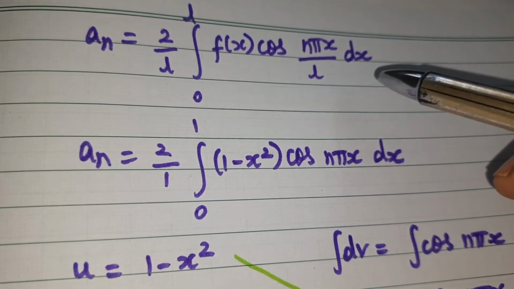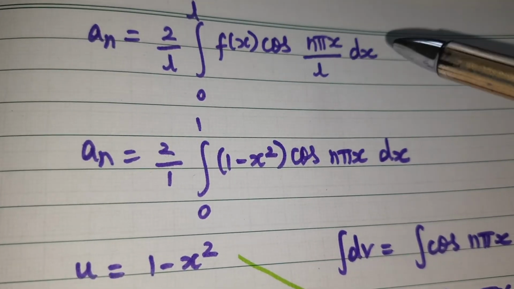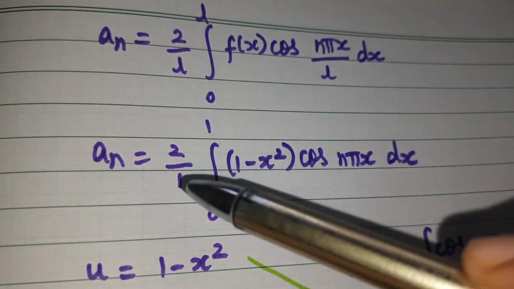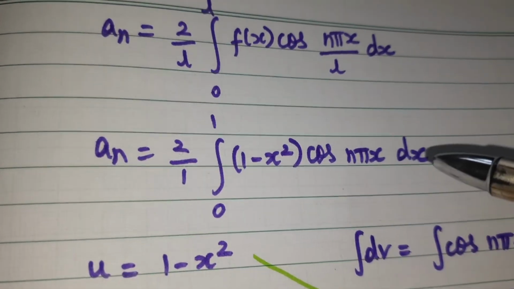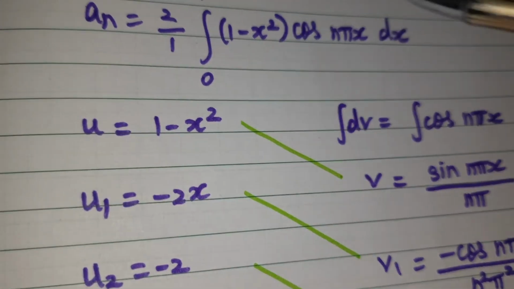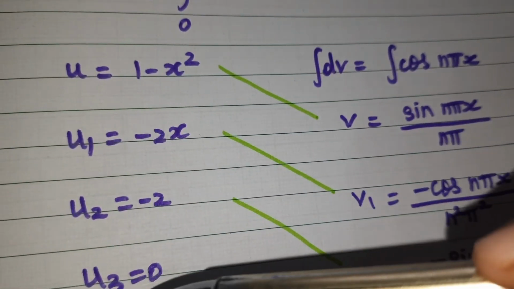Next a n is equal to 2 by L into integral of 0 to L f of x into cos of n pi x by L into dx. Here L is 1. Therefore 2 by 1 into integral of 0 to 1, 1 minus x square into cos n pi x into dx. Here u is 1 minus x square. Integral of dv is integral of cos n pi x. So find u until u becomes 0.